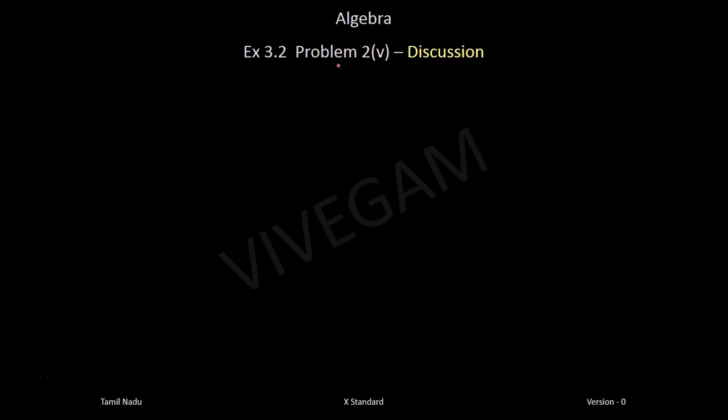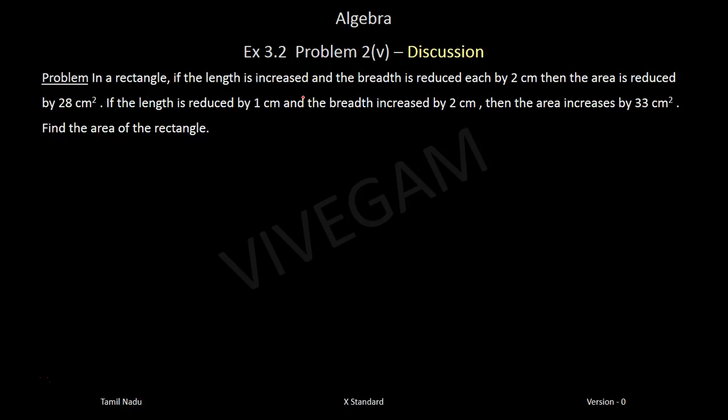Exercise 3.2, problem 2.5 discussion. In a rectangle, if the length is increased and the breadth is reduced each by 2 cm, then the area is reduced by 28 cm square. If the length is reduced by 1 cm and the breadth is increased by 2 cm, then the area increases by 33 cm square. Find the area of the rectangle.